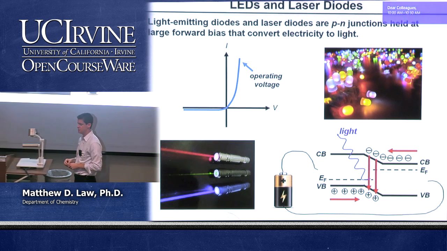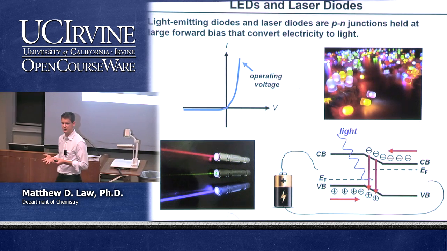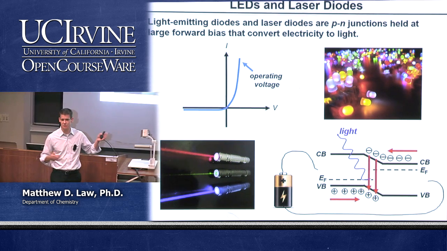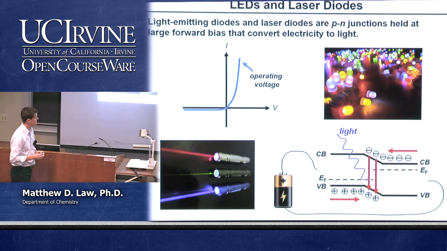And so you can have something like 5% maybe, or even a larger percentage of the electrons and holes that meet each other recombine and emit light. That's pretty good.